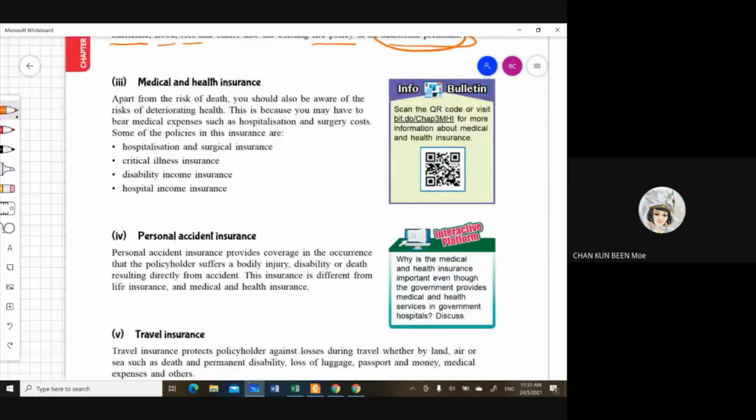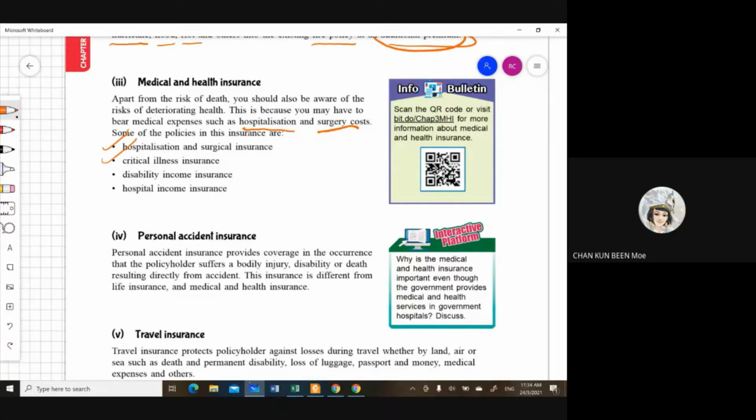Apart from the risk of health, you should also be aware of the risk of deteriorating health, meaning your health deteriorates. This is because you may have to bear medical expenses such as hospitalization and surgery costs. Some of the policies in this insurance are hospitalization and surgical insurance. Maybe you need to go for surgery, so there is insurance that covers this.